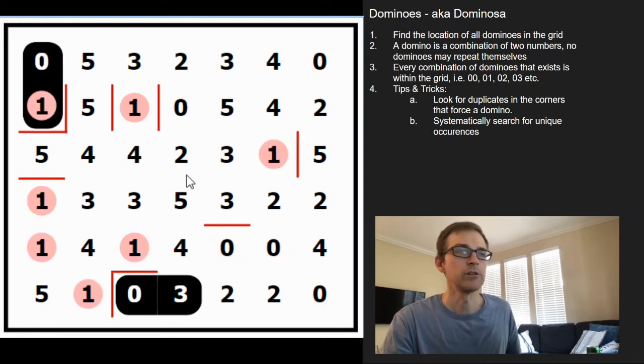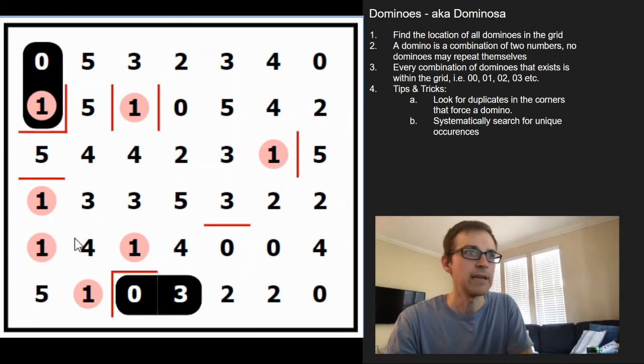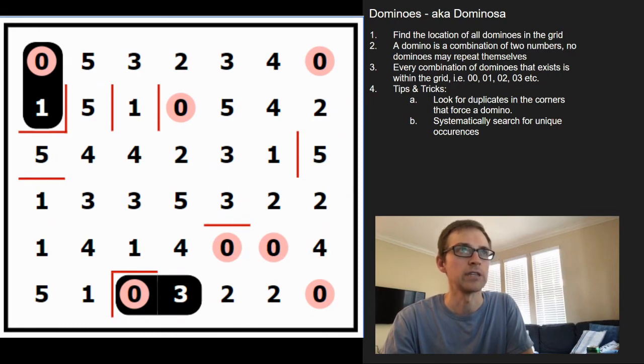Right, let's see if I can come up with another example. So if we look at the 1s, there's many 1, 4 combinations. So we don't know if it's a 1, 4 like that or like that. So that would not be helpful. Whereas the 0s, we know that that must be the domino.